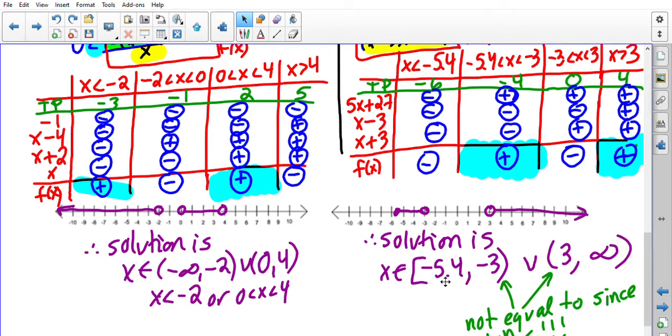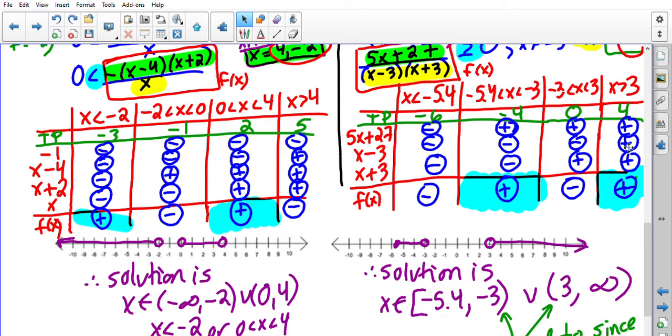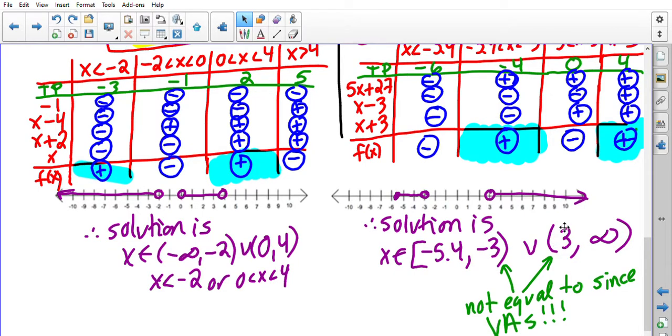So you're going to say your solution is square bracket negative 5.4 to negative 3 circle bracket. Circle bracket because that's a VA point. In union with 3 to infinity, notice again circle bracket because 3 is a VA. So with the equal to symbol, you can only put the square bracket for x-intercepts, circle brackets for VAs. Notice on the number line, that's why negative 5.4 had the closed circle, the VAs did not.